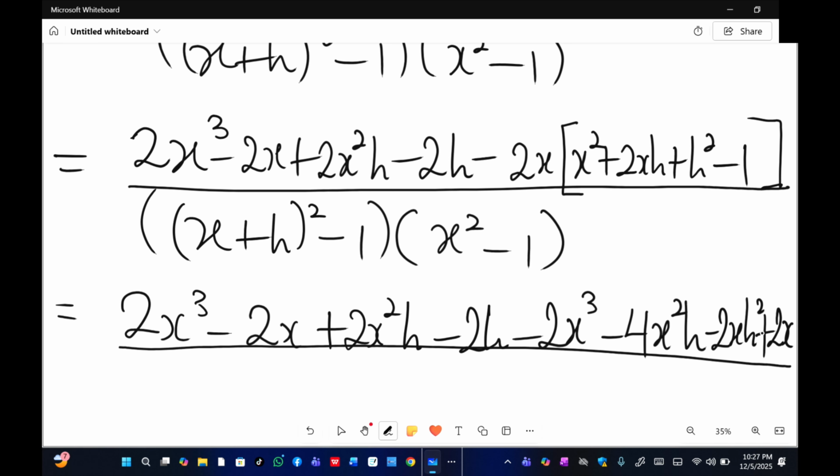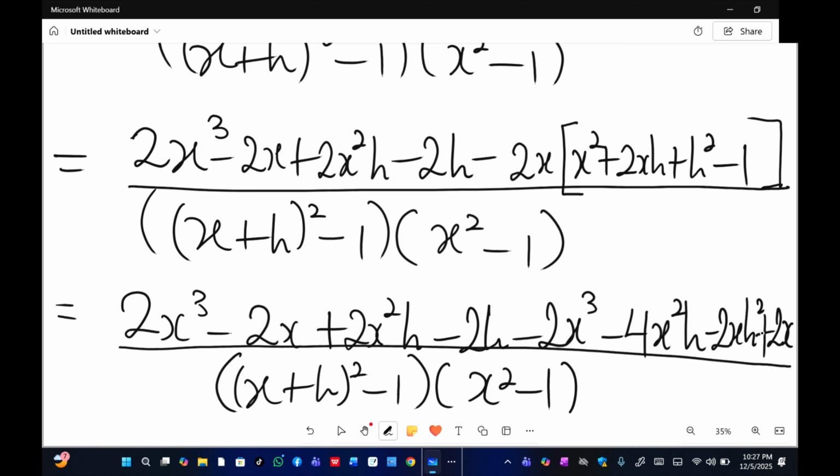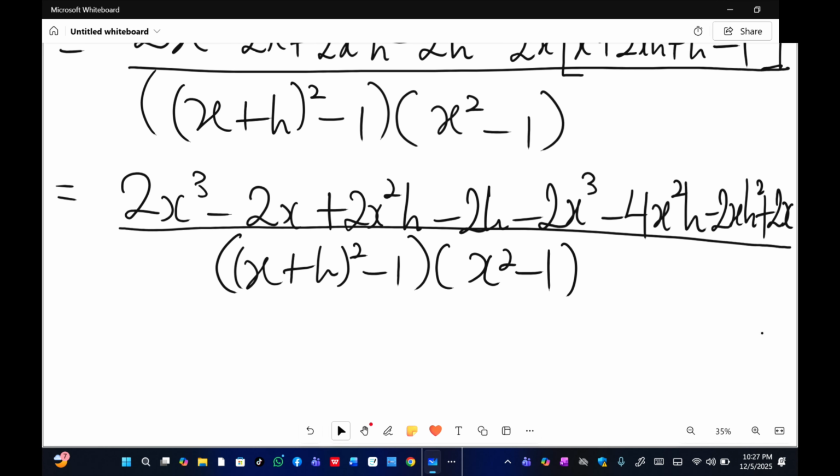All will be divided by the denominator. So we have x plus h all squared minus 1 in one bracket, multiply another bracket, x squared minus 1. Close it nicely. So we continue to simplify. We are going to get, so you say we have 2x, we have 2x squared here, so we can cancel out, just simplify it.